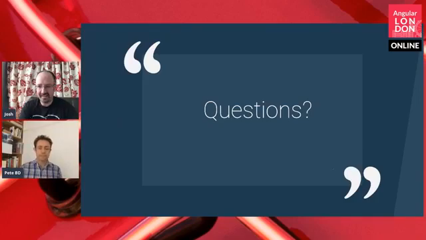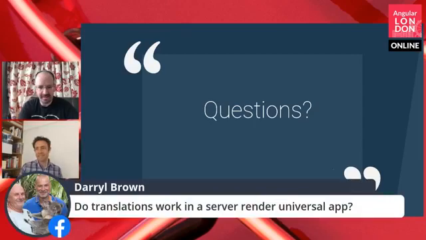Right. Okay. So we now have some questions. Here we go. Awesome. So from Darryl Brown, do translations work in a server render universal app? So I'm currently in discussions with the server-side team. There's no reason why it shouldn't work, because the compile time translation is just a post-processing step. So it should be perfectly doable, but obviously currently it's not integrated into the process of actually generating the server-side code.